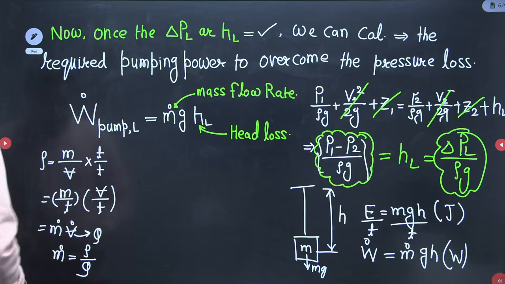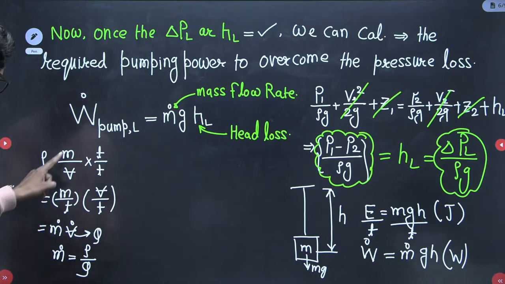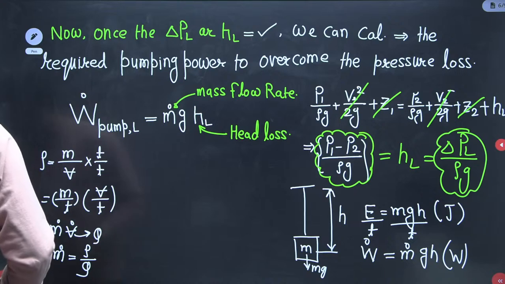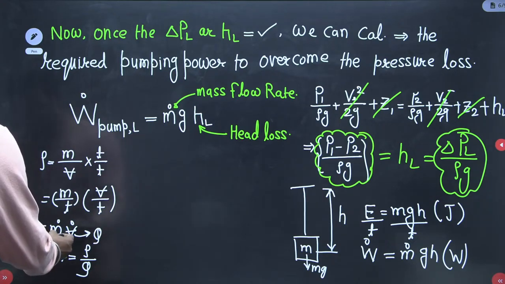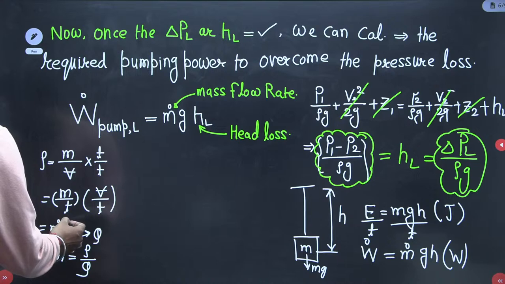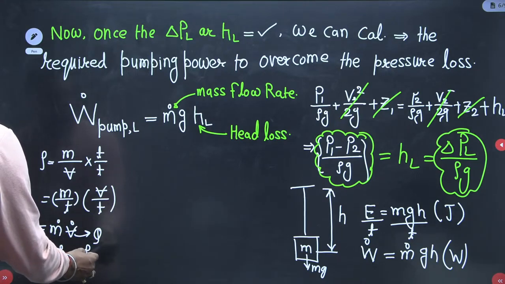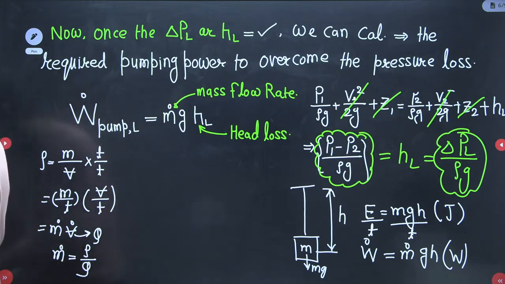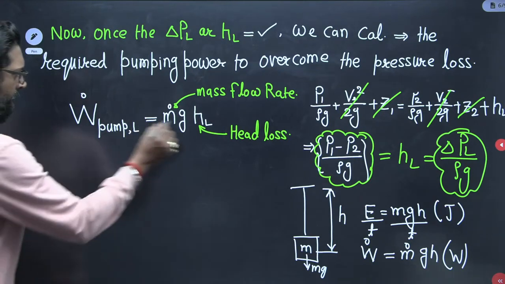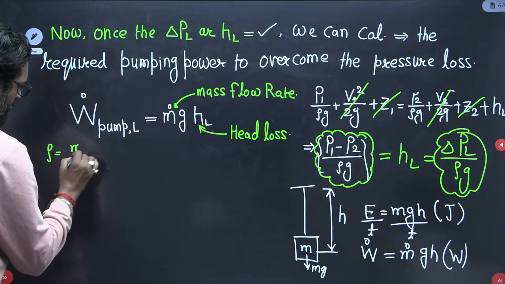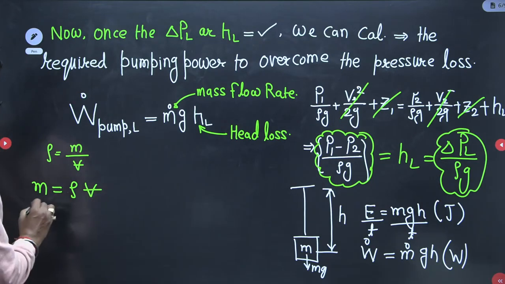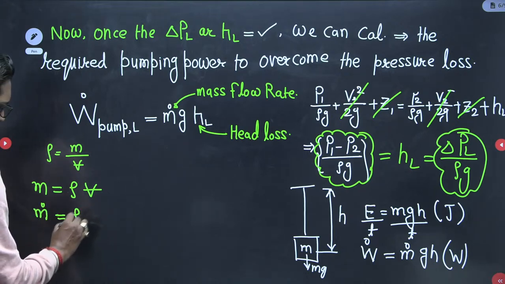Density is mass by volume. So mass by time over volume by time gives the volume flow rate. Okay, one second, there is a mistake. Density is equal to mass by volume. No problem. If you find the mass flow rate, it is rho into volume flow rate.